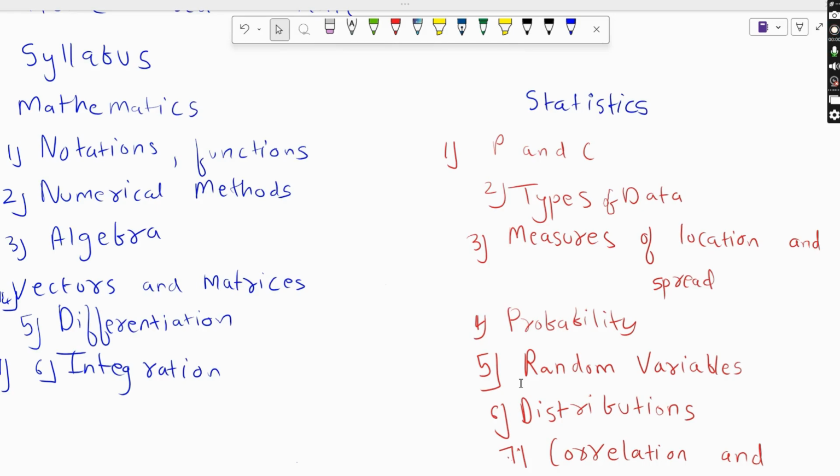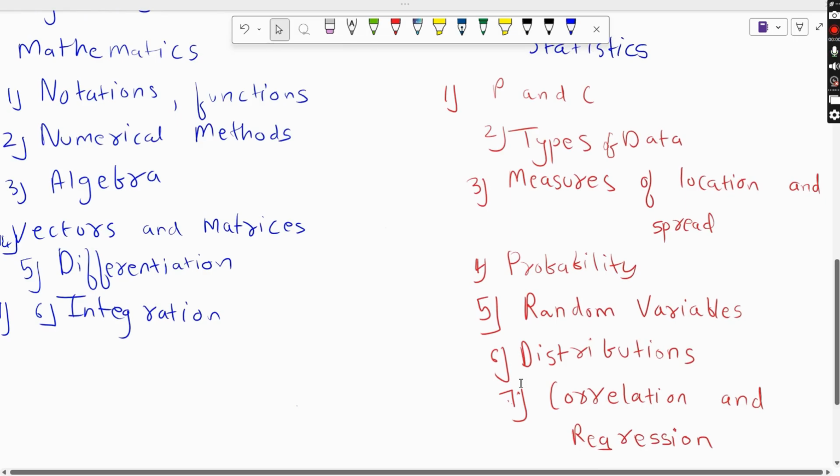And the second thing the syllabus contains is types of data. The types of data include basically statistical diagrams, bar charts, histograms, and all sorts of things. Then there are measures of location and spread. Measures of location involve the calculations of mean, median, and mode, and spread involves further measures like range, interquartile range, variance, and standard deviation, and all that.